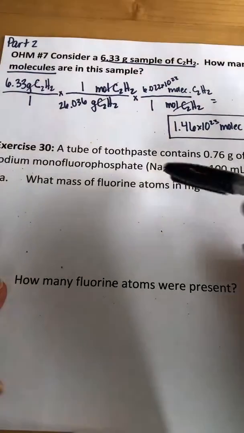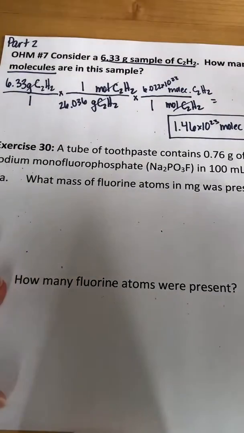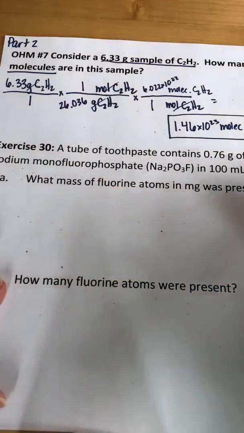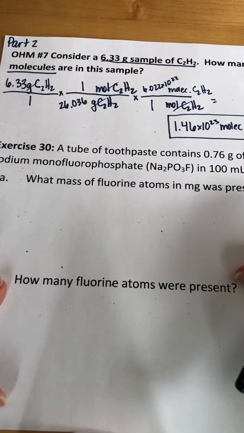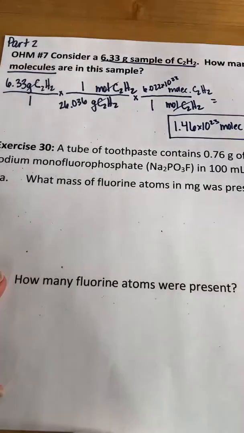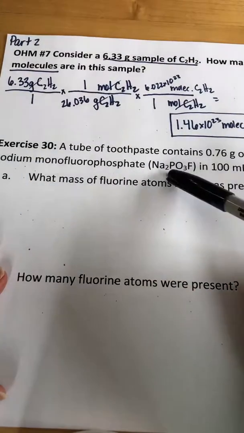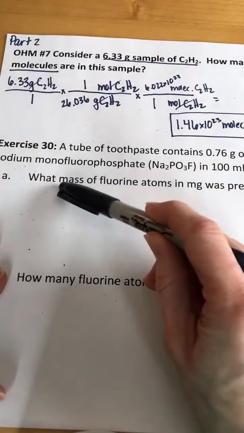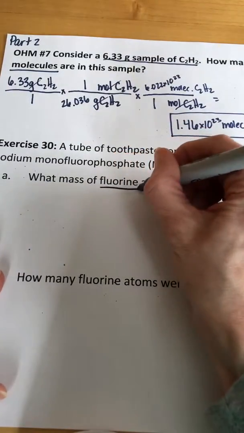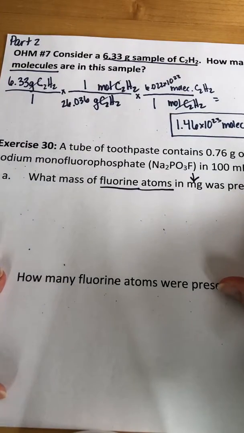So as you can see out of this whole thing, the fluoride piece of it is only one small part of the actual ingredient in the toothpaste. So just because you have 0.76 grams of the sodium monofluorophosphate on your toothbrush does not mean you're getting 0.76 grams of fluoride. So that's what this question's asking you for. It wants to know, okay, if you have this amount of this compound, what mass of the fluorine atoms, and we're going to actually take it in milligrams, was present.